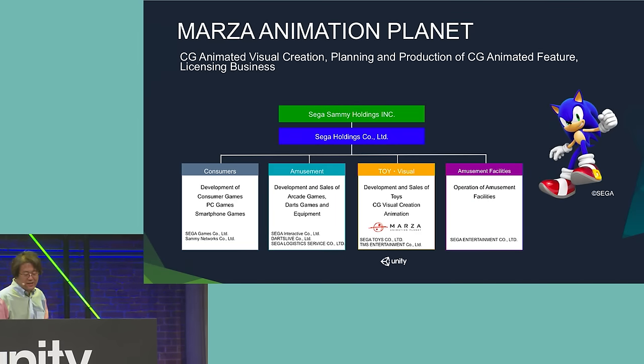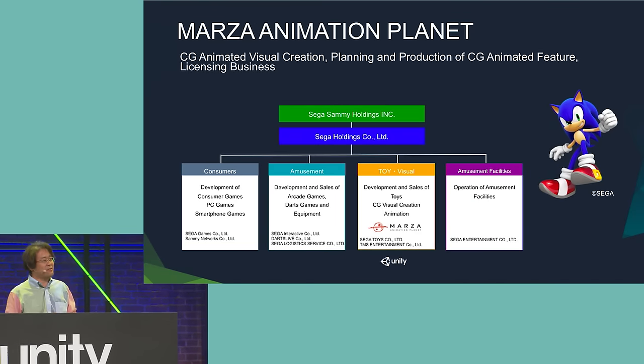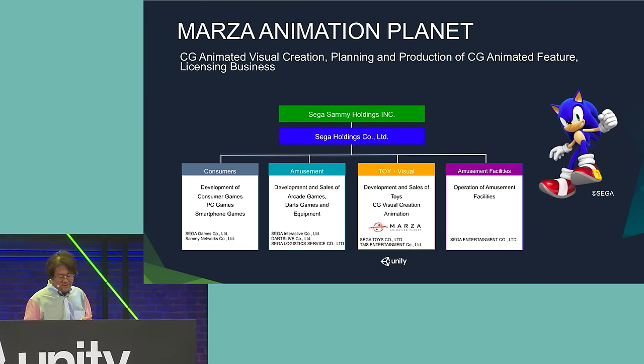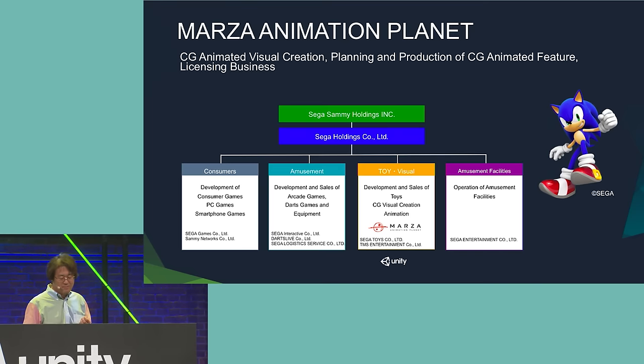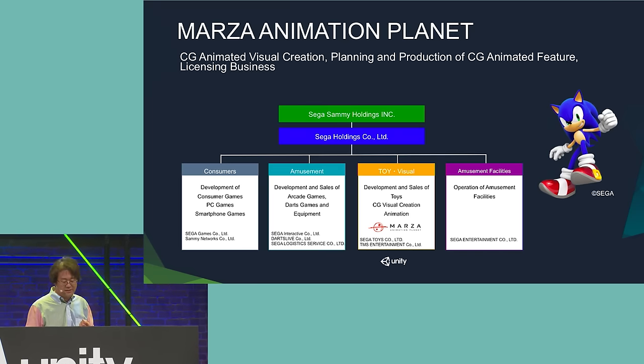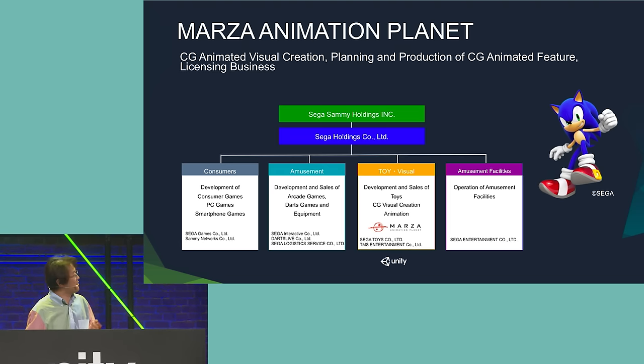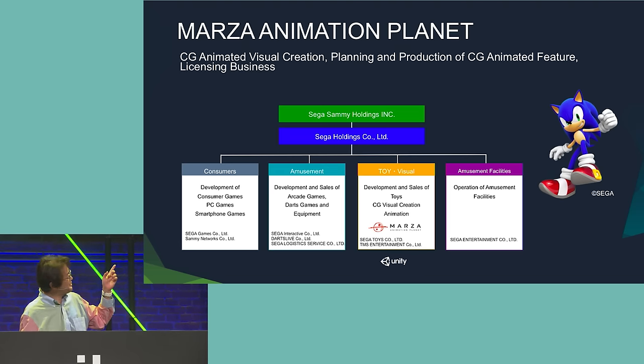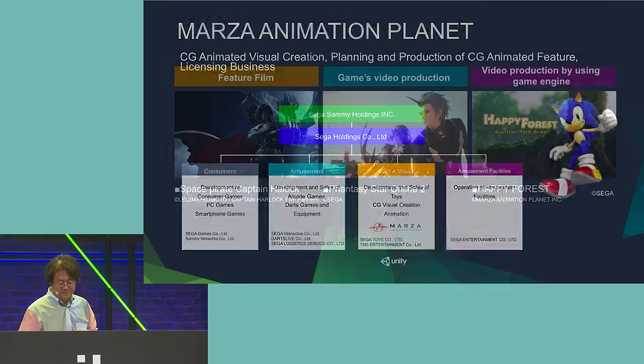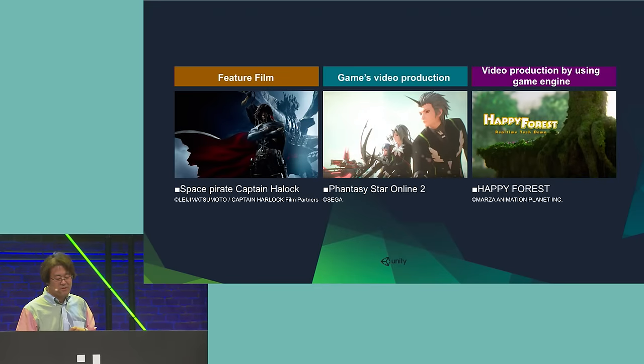So before I show our film, I'm going to introduce our company. Marza is a CG animation studio in Japan. It's a part of a large media group called Sega. You can see our characters, Sonic, involved in games, amusement, and toys. Up until now, we have created several feature films and various animation works.